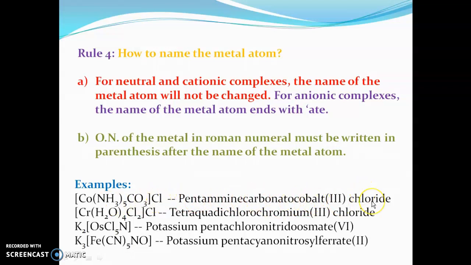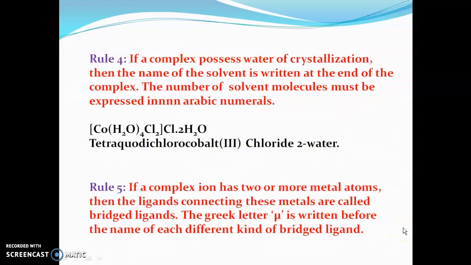And chloride is the name of the species written outside the coordination sphere. These nomenclature rules will not be applicable to simple ions. So the entire name now comes out as pentamine, carbonato, cobalt 3, chloride. Here the complex ion is a cation and the chloride ion is an anion, so cation and anion are separated with a single space. In a similar way, the rest of the examples can also be answered.